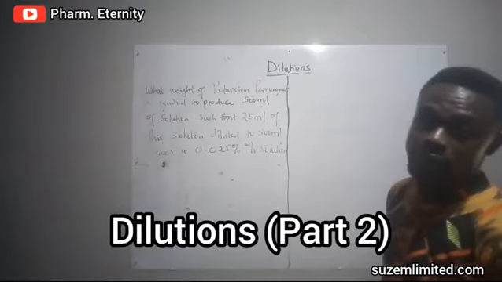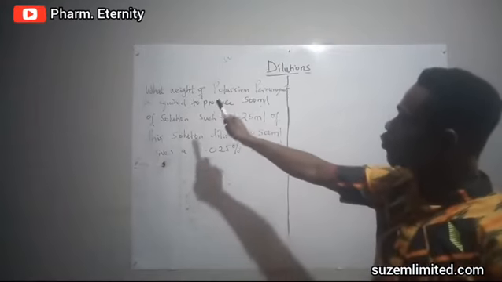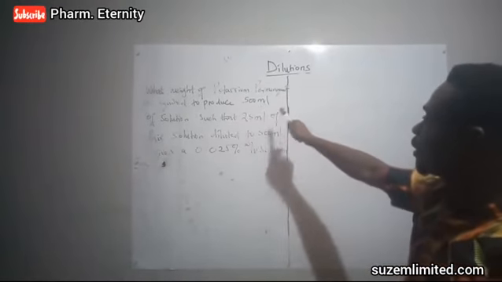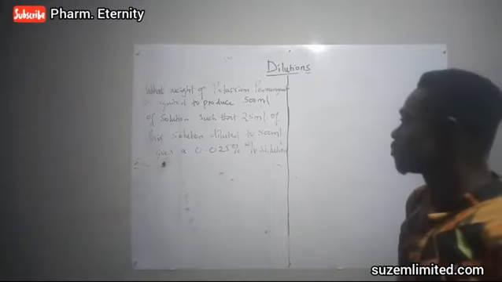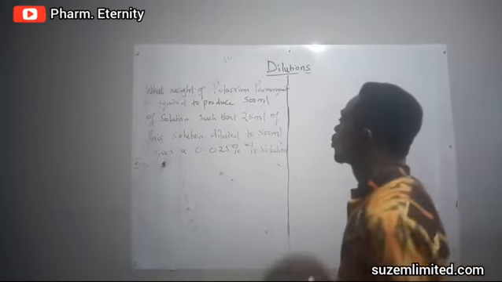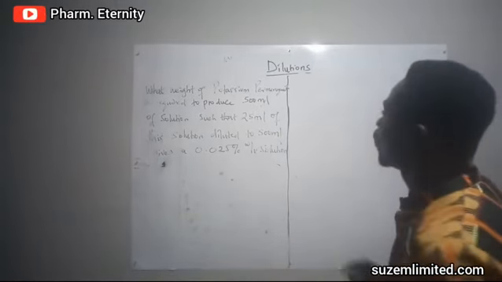Okay, let's look at this question. It says, what weight of potassium permanganate is required to produce 500 ml of solution, such that 25 ml of this solution diluted to 500 ml gives a 0.025% weight per volume solution. Okay, let's go again. We don't know the weight of the potassium permanganate. Let's call it W again.